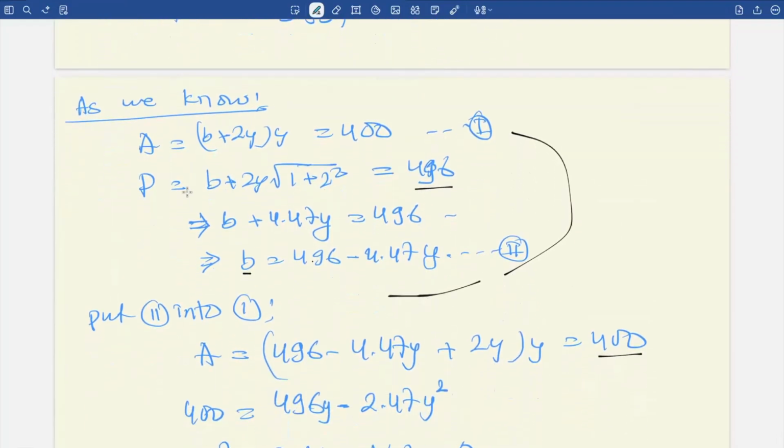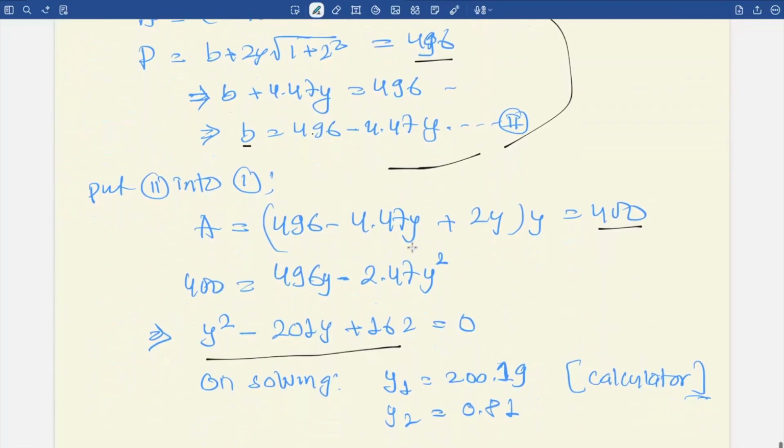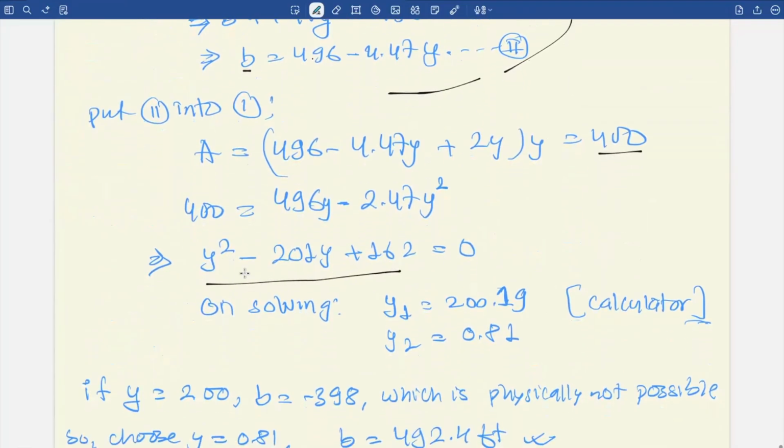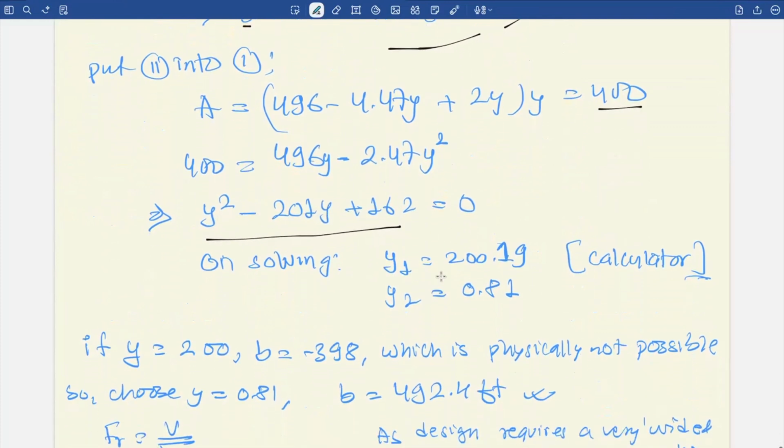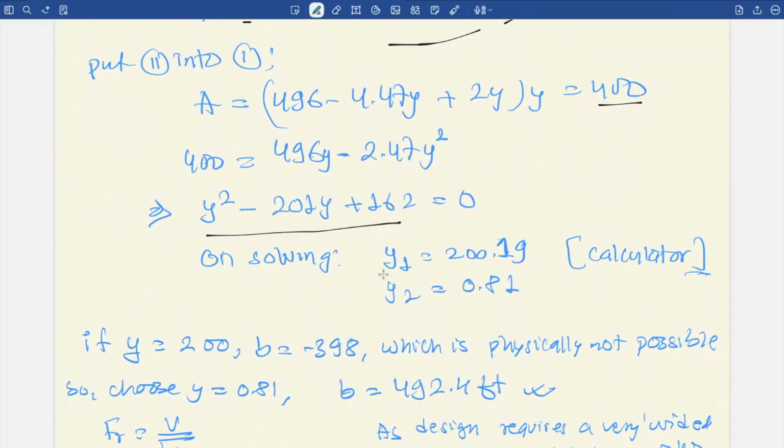So just rearrange the wetted perimeter in the form of b, so we can put the value of b in equation 1 to compute the y. So I just rearrange the equation and make it in the format of a quadratic equation, like y square minus 201 y plus 162 is equal to 0. On solving from the calculator, I get two values for y, that is y1 is equal to 200 and y2 is equal to 0.81.